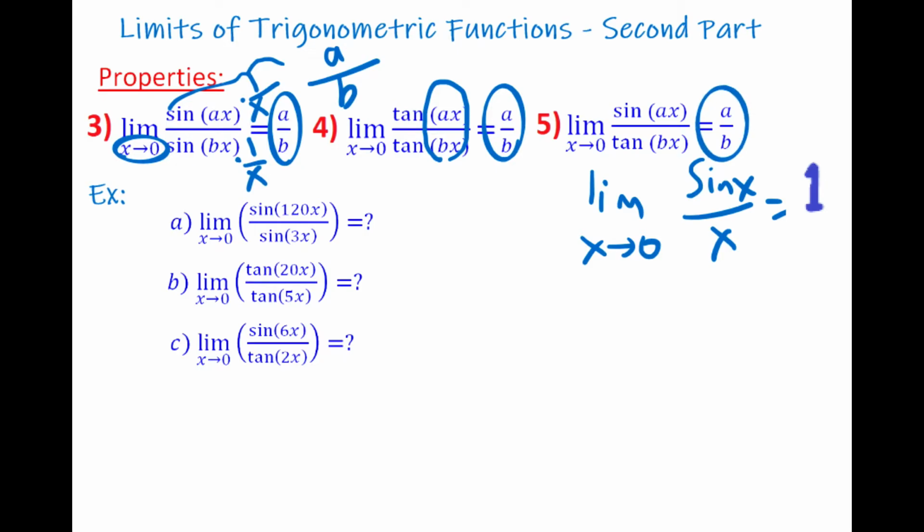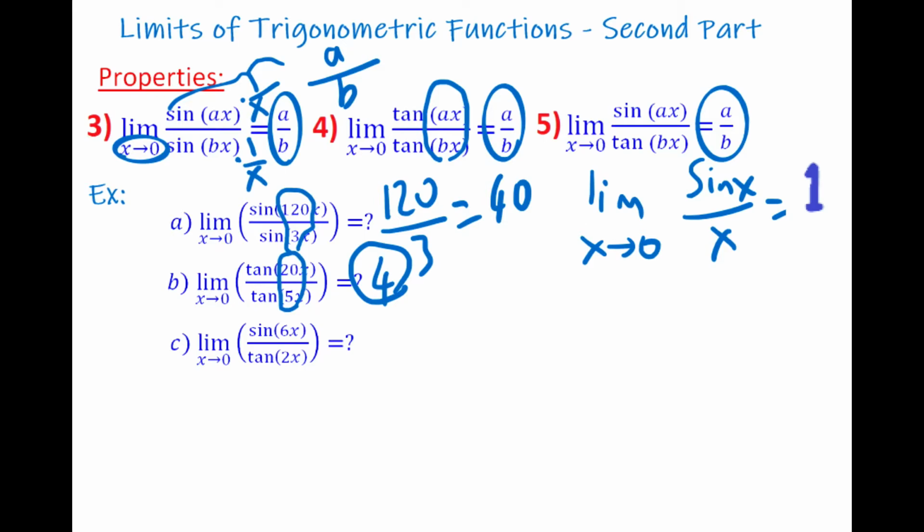If you look at our first example, it says when x goes to 0, what is the value of sine 120x divided by sine 3x? All we need to do is just look at the coefficients of x values. Okay, so we're going to have 120 divided by 3, which is 40, guys. So in A, the answer is 40. In a similar manner, if you look at the coefficients of x values here, okay, 20 divided by 5, which is going to be 4.